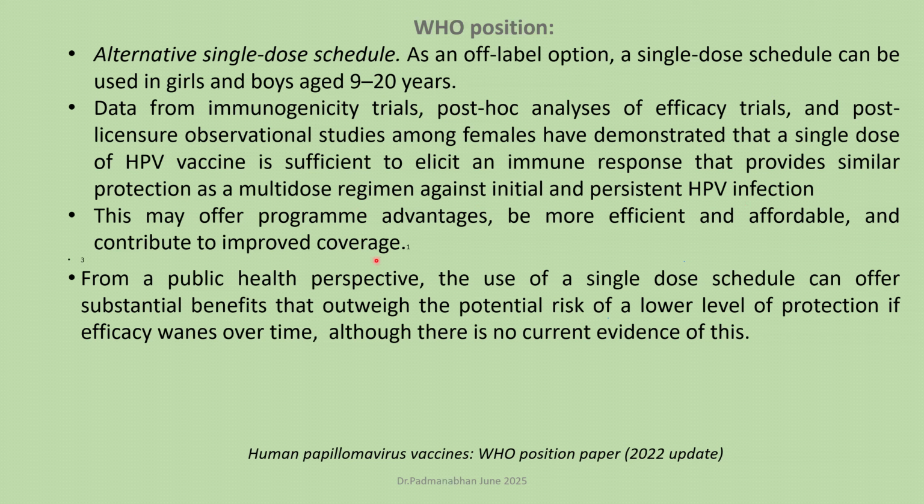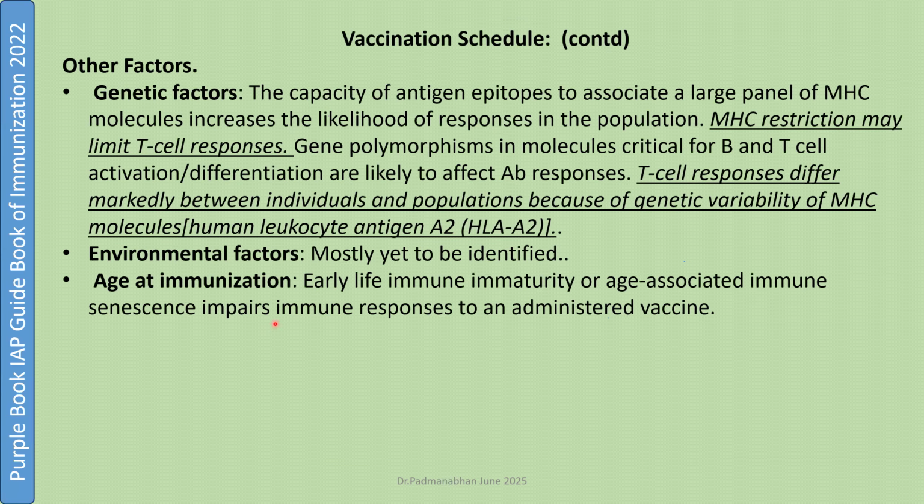This may offer program advantages, be more efficient and affordable, and contribute to improved coverage. From a public health perspective, the use of a single dose schedule can offer substantial benefit that outweighs the potential risk of lower levels. Therefore, single doses have now come about in the literature. Antibody levels have been done, but field studies have not been done. Therefore, they are now advising 2 doses. But remember that the IAP is advising 2 doses below 14 years, and above 13 or 14 years, it's advising 3 doses. Remember all this in the immunization schedule.